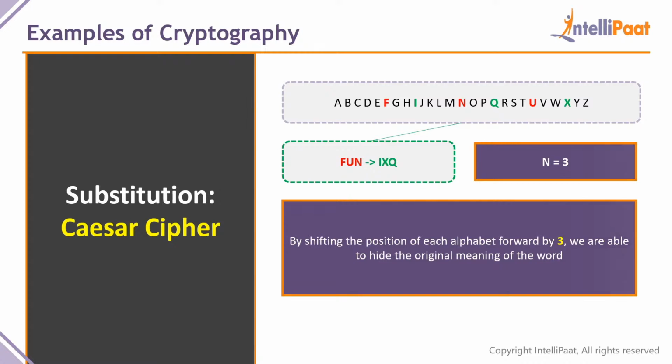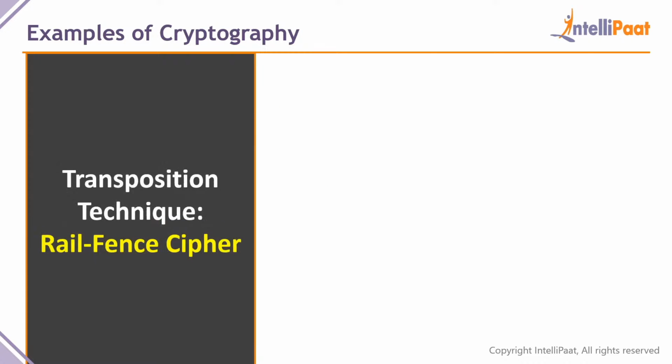Now, next up, we have another category and type of cryptography. An example would be the rail fence cipher, which is a transposition technique. Now, this is an interesting technique as well.